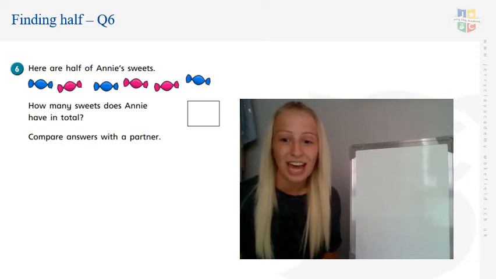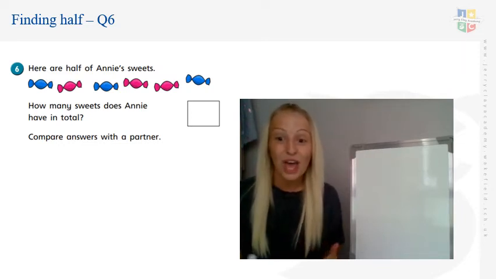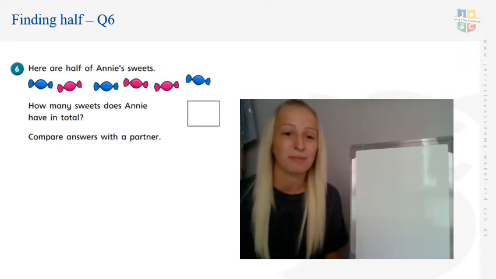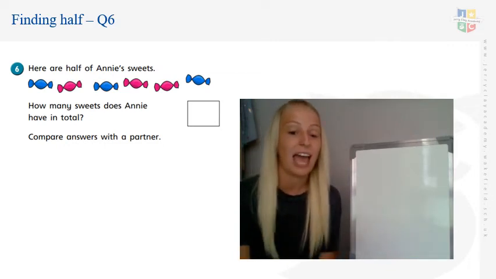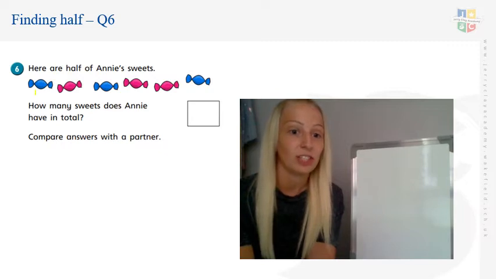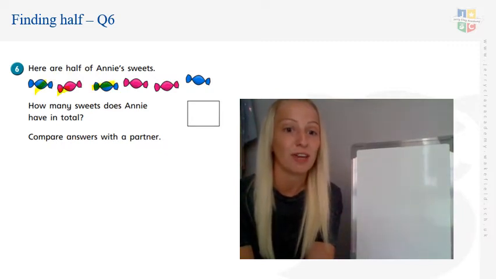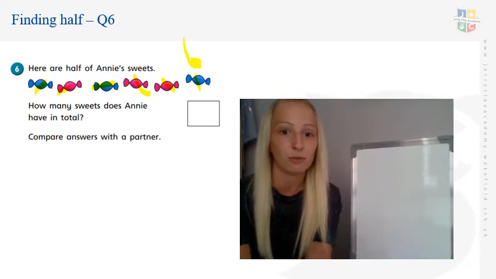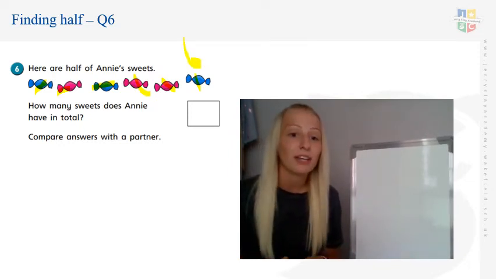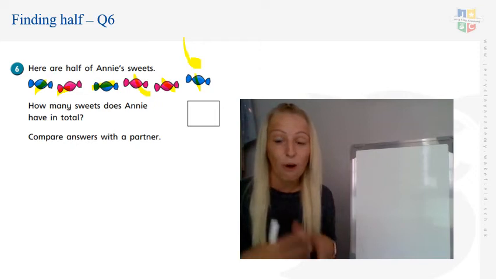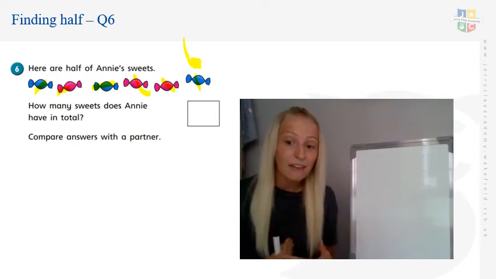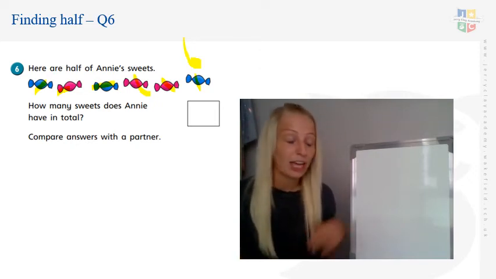Okay, so we're going to have a look at question 6 together because it's quite a wordy and challenging problem. So here are half of Annie's sweets. I'm going to draw Annie's sweets and cross and count them. So she has 1, 2, 3, 4, 5, 6, and I'm going to put that number straight down because we never hold any numbers in our head. So I know that half of Annie's sweets are 6. How many sweets does Annie have in total? So how many does she have all together? So if she's half them and got 6, how many does she have all together?